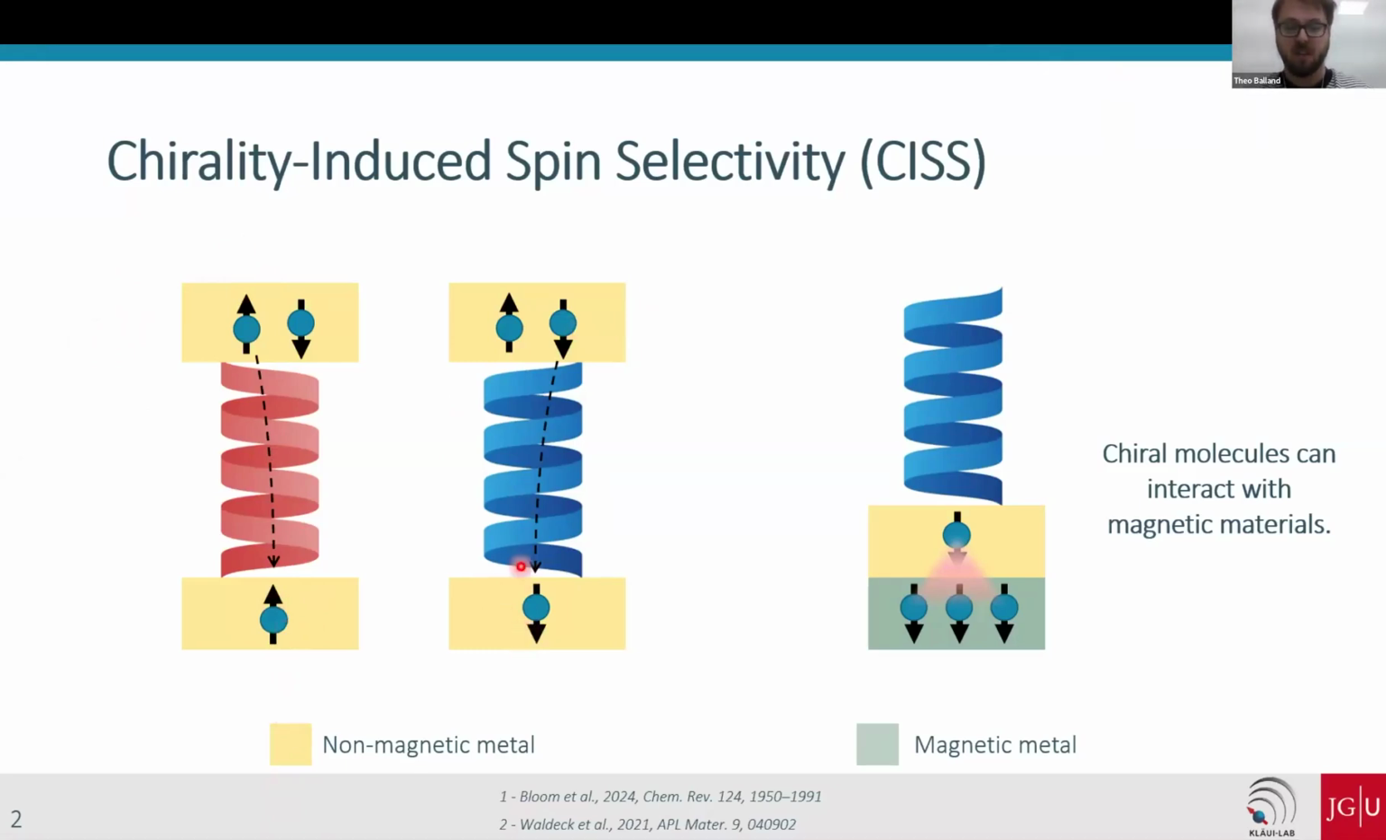This effect is interesting because the spin polarization can reach up to 70% with molecules made of light elements. So this effect is usually described using these kinds of transport setups. However, it was shown that in some hybrid systems, where you have chiral molecules adsorbed on top of a magnetic metallic stack, the molecules are able to interact with the magnetic layer thanks to this CISS effect, and it can even induce some magnetization switching.